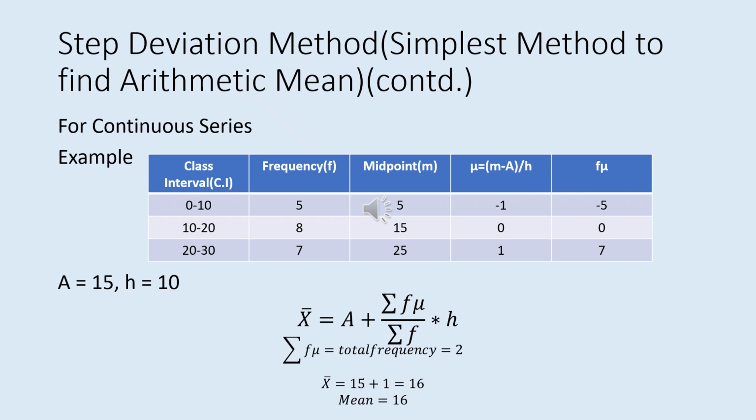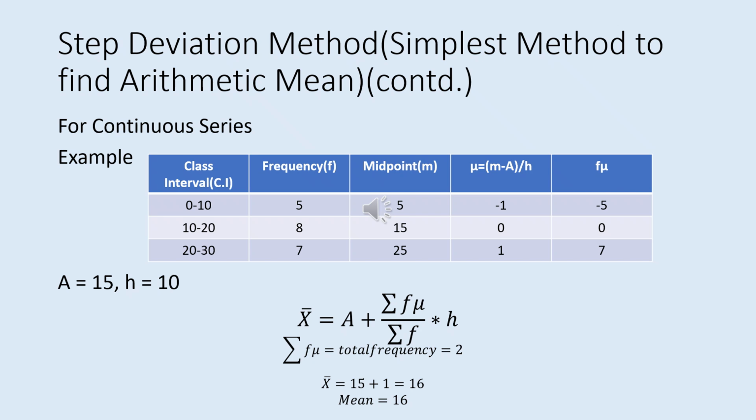f mu is obtained by multiplying the frequency with mu. So 5 into minus 1 is minus 5. 8 into 0 is 0. 7 into 1 is 7. Now we calculate the arithmetic mean x bar is equal to a plus summation of f mu by summation of f into h, where summation of f mu is 7 plus 0 minus 5, which is equal to 2.